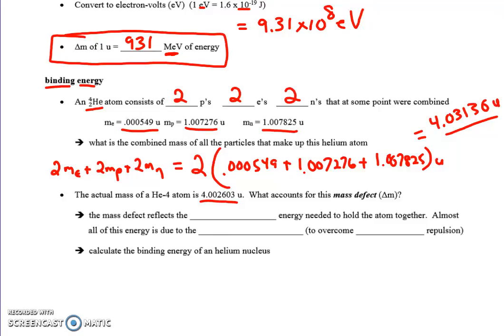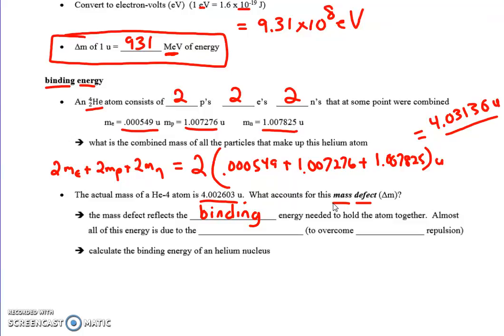So what we have to be able to do is explain why the overall mass of the helium atom is less than the constituent parts. In other words, what accounts for this mass defect, which is given the symbol delta M. Well, if you haven't figured out already, the mass defect represents something called the binding energy needed to hold the atom together.